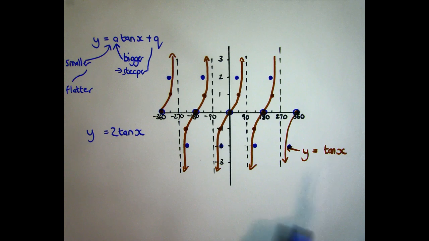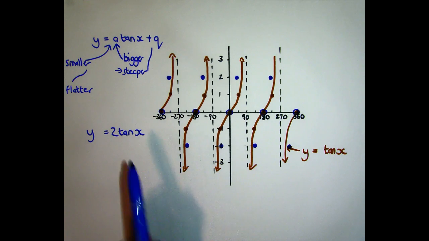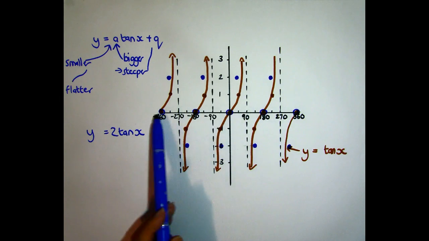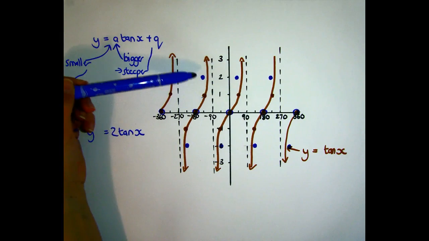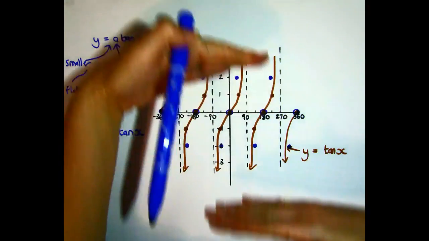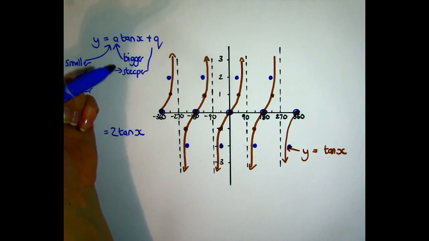When I plot in my points that are now going to be the graph of 2 tan x, I'm just circling the zeros because they stay the same, and then you can see that these have jumped up 1. So again, the whole thing has stretched between the top and the bottom.